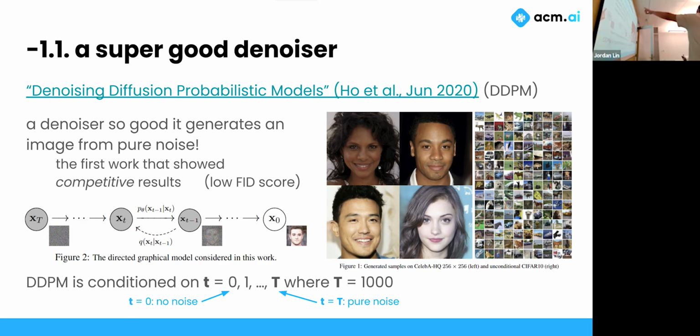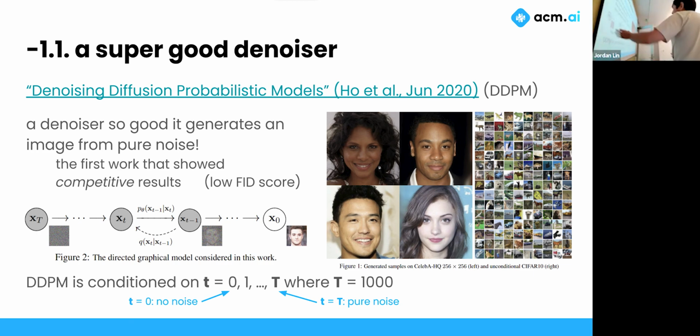The denoising diffusion probabilistic model, or DDPM, is a denoiser that is so good, it generates images from pure noise, as I was talking about, right? Currently, we're not dealing with text. We're just trying to generate images of a type of data, for example, in this case, faces.